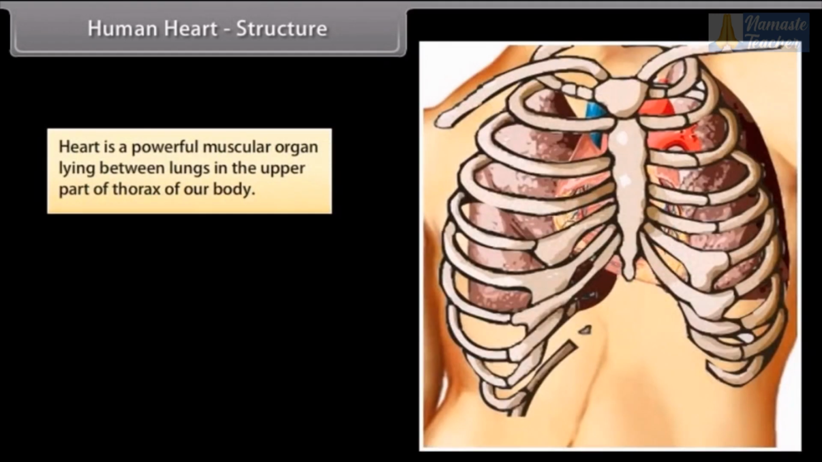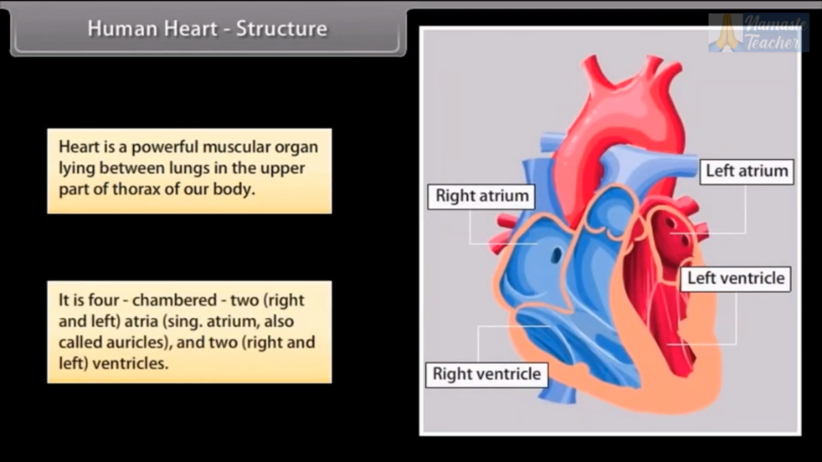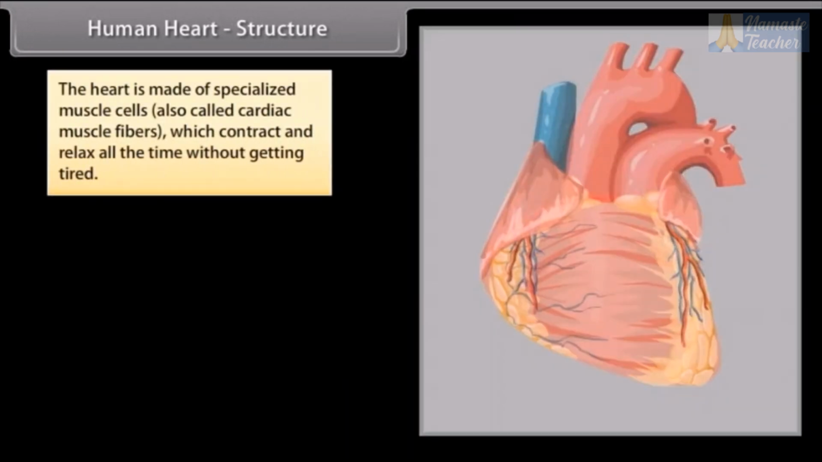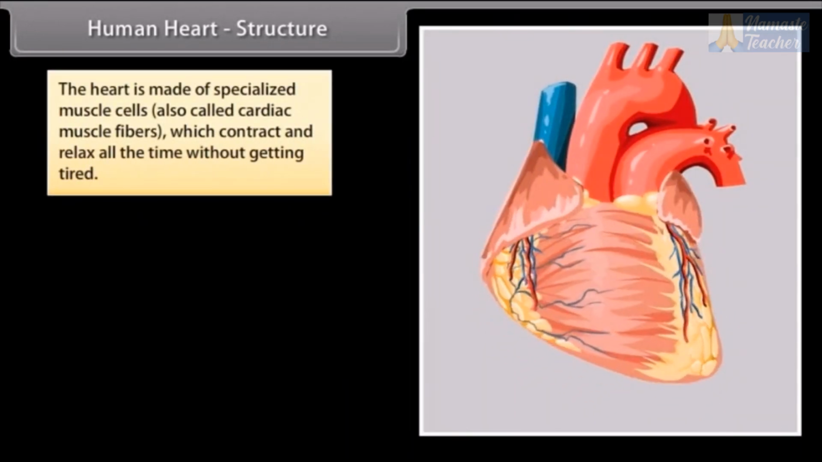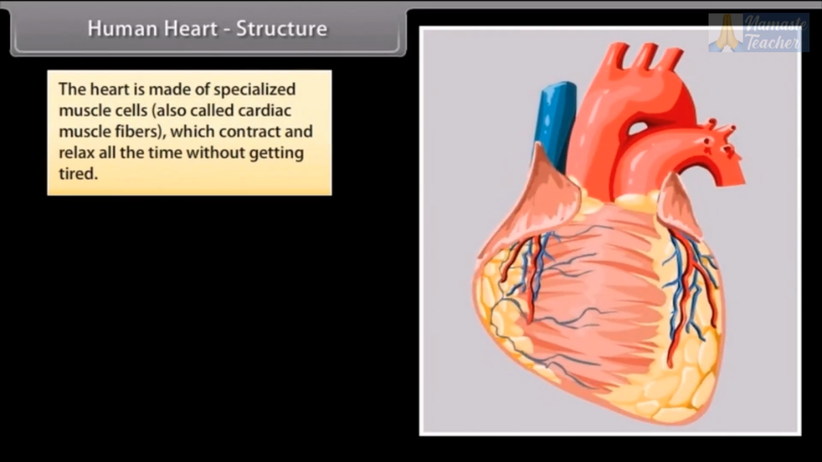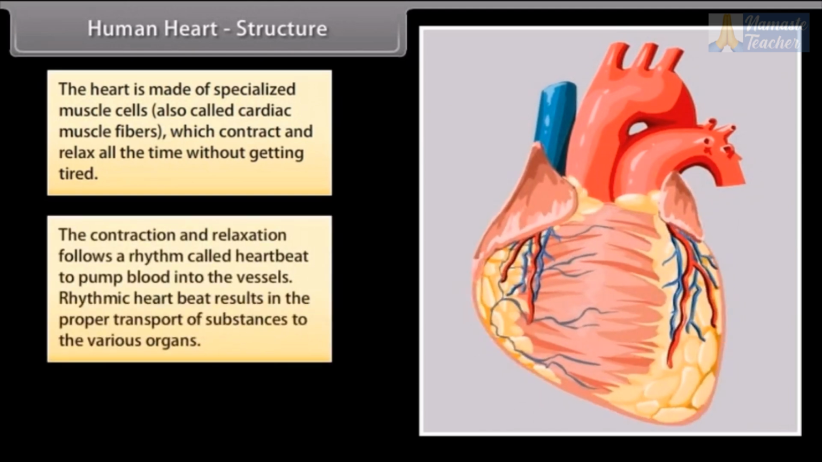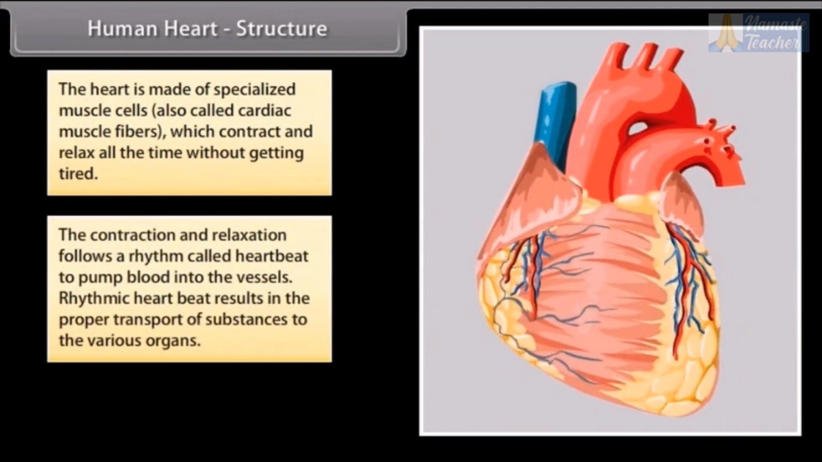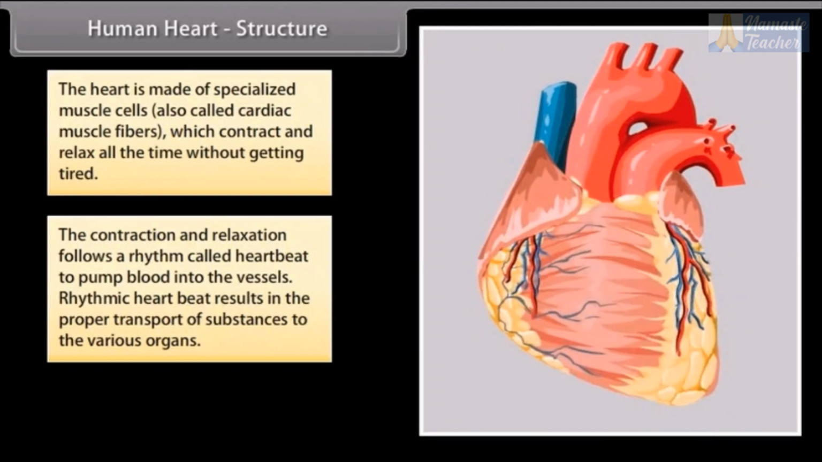Human heart. Structure. The heart is a powerful muscular organ lying between the lungs in the upper part of the thorax of our body. It is four-chambered: two right and left atria, singular atrium, also called auricles, and two right and left ventricles. The heart is made of specialized muscle cells, also called cardiac muscle fibers, which contract and relax all the time without getting tired. The contraction and relaxation follows a rhythm called heartbeat to pump blood into the vessels.